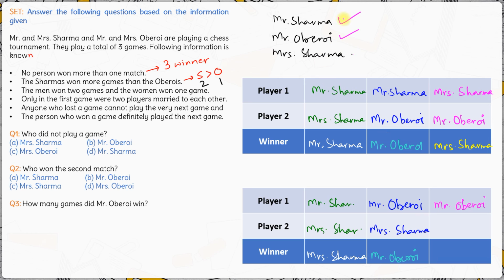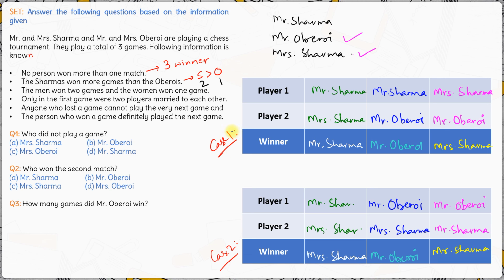Now again, Mrs. Sharma has won one of her matches and Mr. Oberoi has won one. Mr. Sharma is yet to win a match. That means the second player in the third round will have to be Mr. Sharma, and the winner of this round will have to be Mr. Sharma. So these are the two cases that we have. This is case 1 and this is case 2 for this particular set.